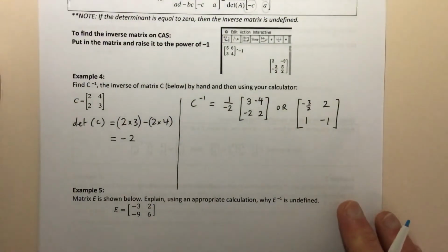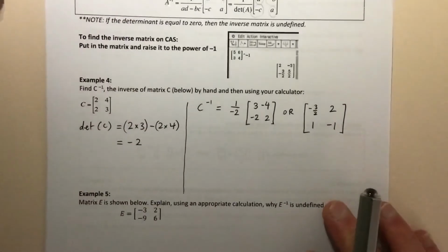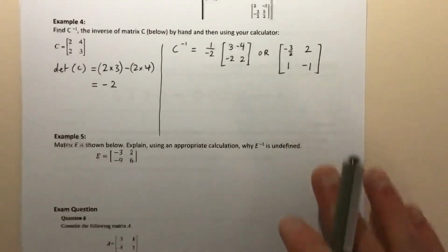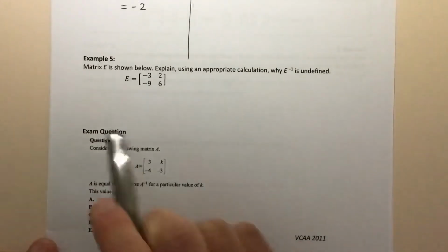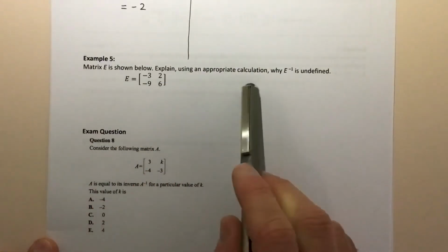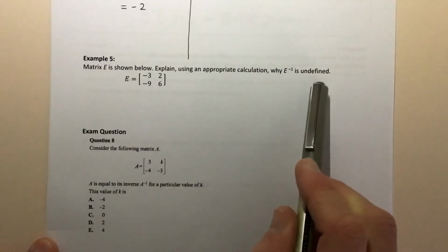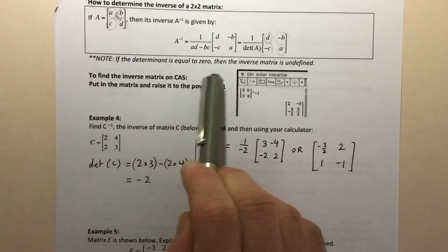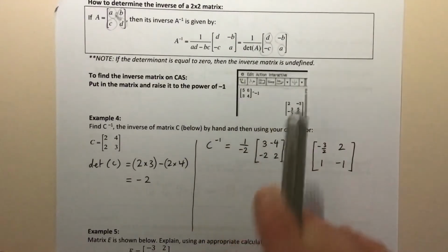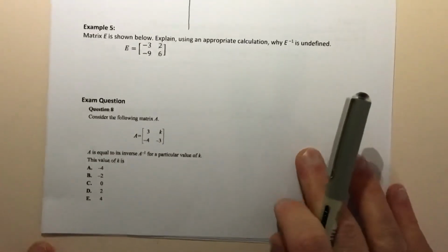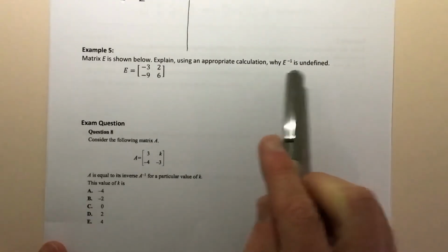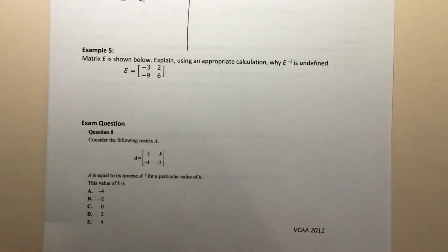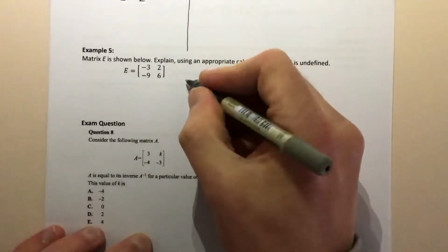All right, pushing on through these last couple, we've got example 5. Looks a little different. We're given a matrix E and it says to explain using an appropriate calculation why E inverse is undefined. Now remember that we said before that if the determinant is equal to 0, that's when the inverse matrix is undefined. So there's a good chance here that the reason this will be undefined is because we're going to get a determinant of 0. But if we're trying to explain that, we need to show the calculation.